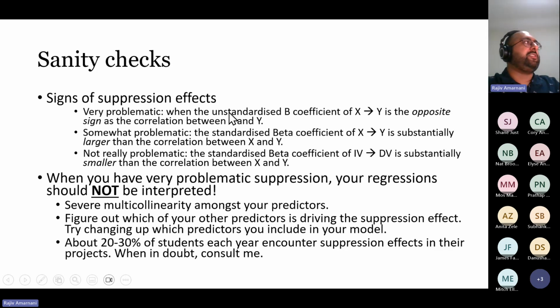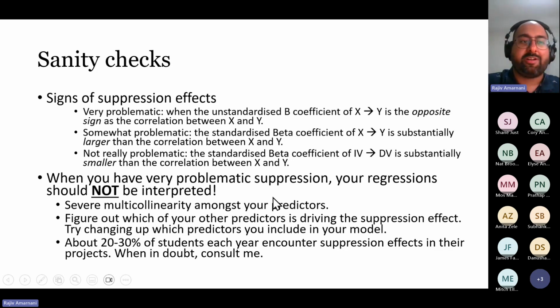So I'm going to focus on the very problematic case here, where you run your regression analysis, your variables are so correlated, so overlapping, that the sign of the relationship flips when you put it in a regression model. This is suppression, and it really complicates things. When you have what I'm calling very problematic suppression, beta polarization, the B coefficient flips in sign. It's not what it should be. It's the opposite of what the correlation shows.